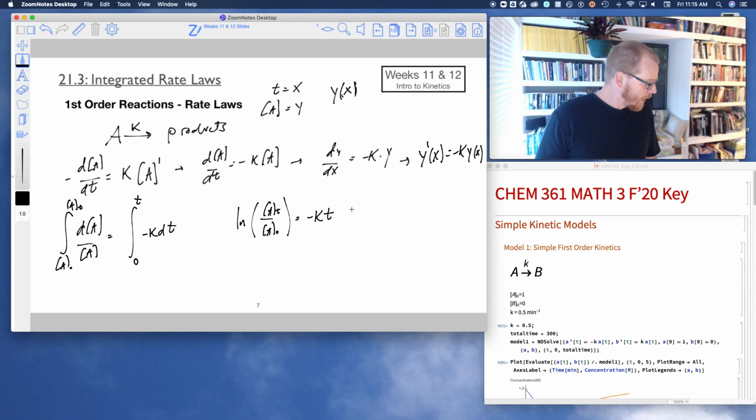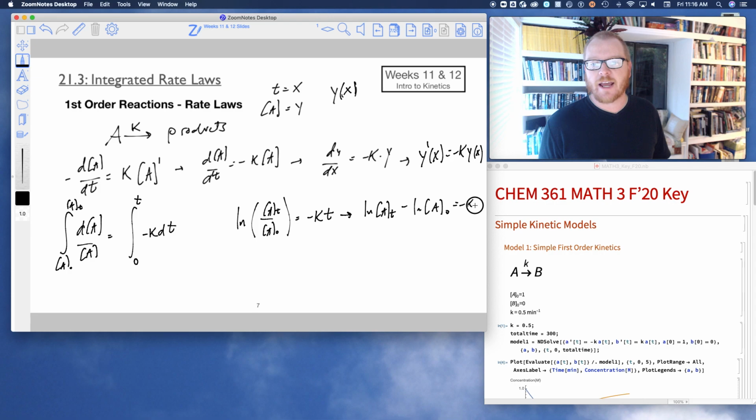That's just negative k times t. Okay? And so now I can rearrange this in several ways, and I'm going to write all of those down right here. So several ways to write the first order integrated rate law. I'll start by rearranging this one. And when I rearrange that, I get the natural log of A at time t. I'm going to do a couple of steps here, okay? So I'm going to separate these out because I know that I can write the fraction as a subtraction for natural logs, and so that still equals negative kt.